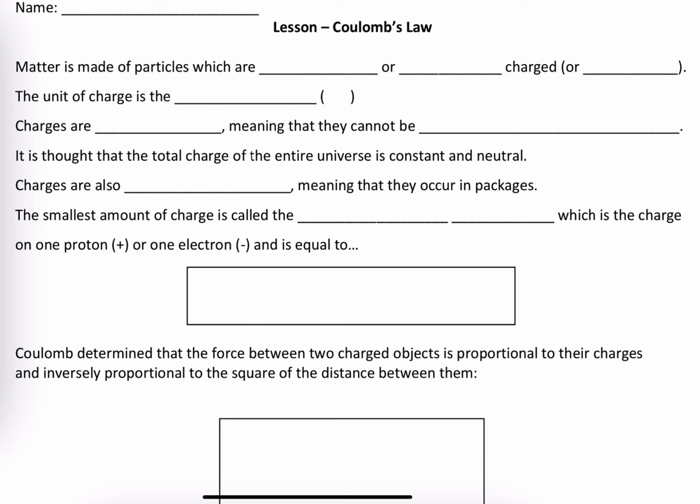Now, another property that all of those particles have is charge, electric charge. So not only is all matter made up of particles that have mass, all matter is made up of particles that have charge. And so this leads us from a discussion on gravitational fields into a discussion on electric fields, which are created by charge. So matter is made up of particles which are positively or negatively charged.